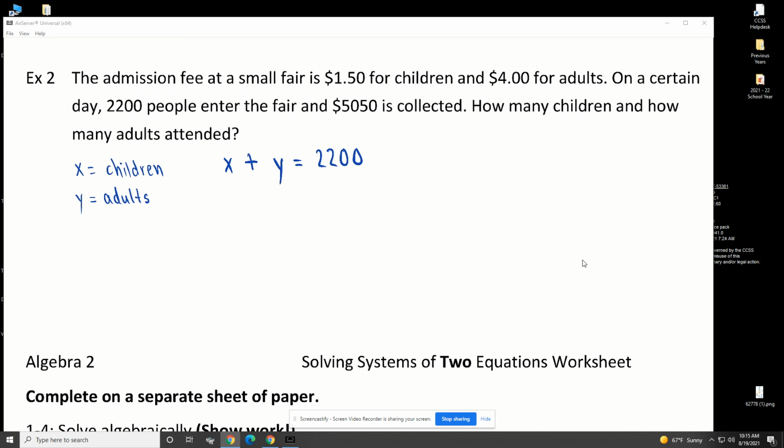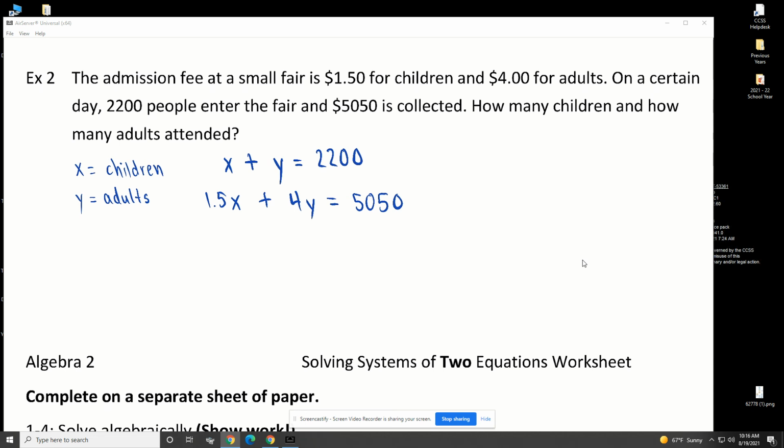$5,050. So how do I write that equation? Here's how. Do we know how many X's came in? No. But for every X that came in, they collected $1.50 per X. Do we know how many Y's came in? No. But for every Y that came in, they collected $4 for every Y. And when they collected all the kids' money and all the adults' money, how much did it all accumulate to equal? $5,050. And that is my system of equations.